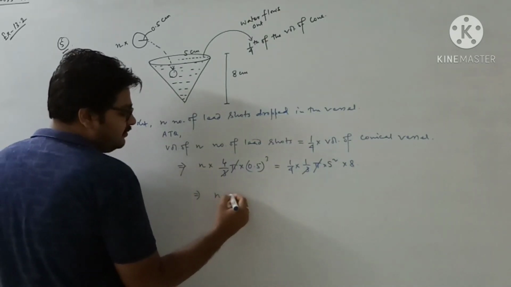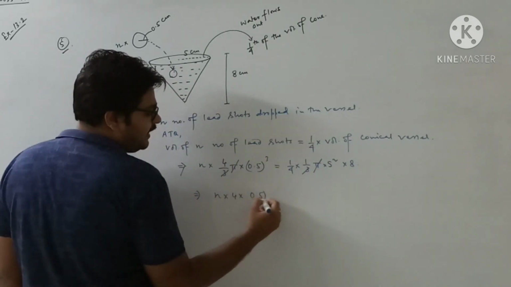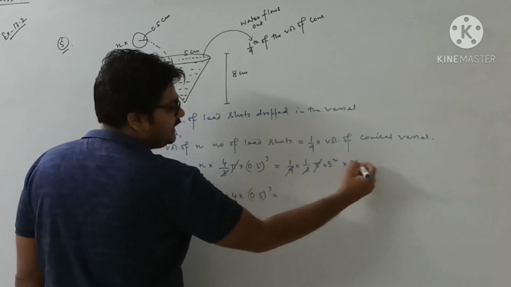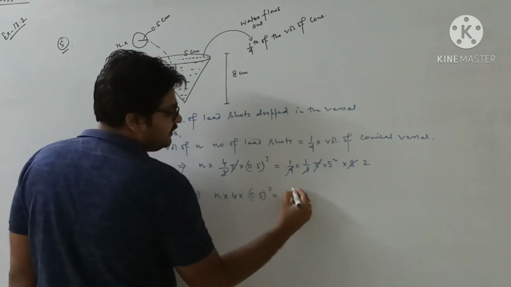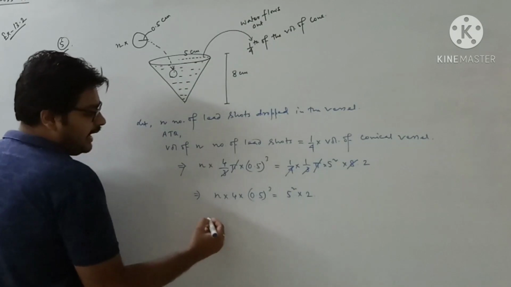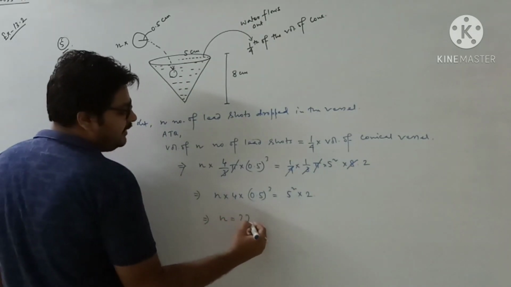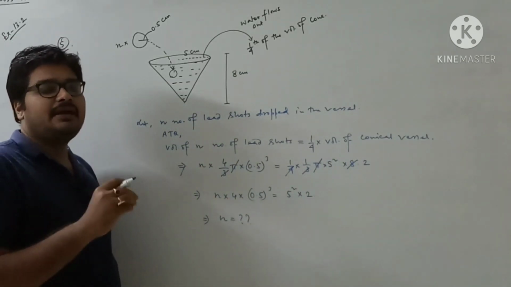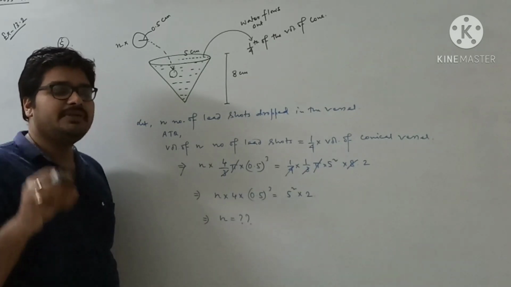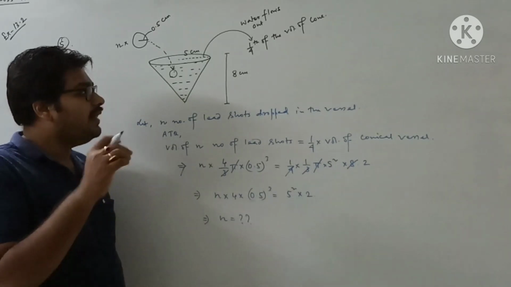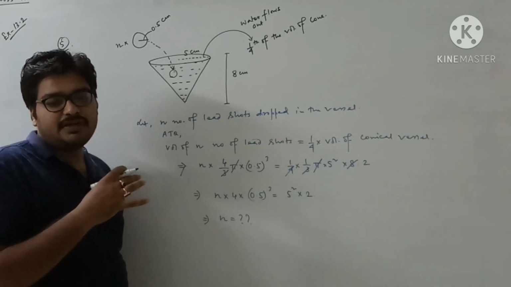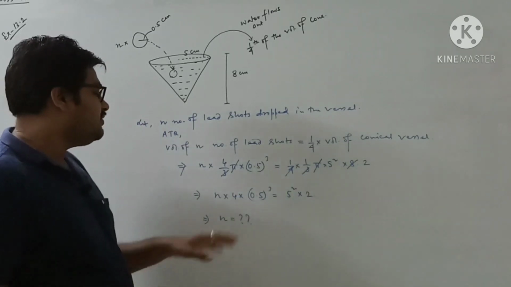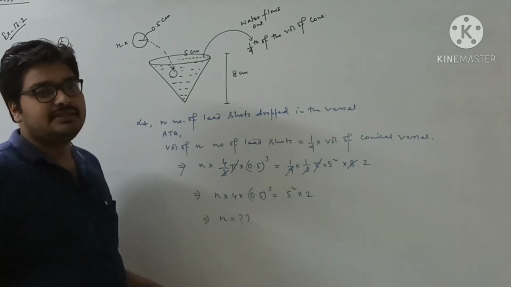So it's coming n into 4 into 0.5 whole cube, that is equal to 1 by 4. This can be cancelled, put to the end. It's coming 5 square into 2. I think you can calculate it to find out the value of n. If you can find the value of n, then you can write the final answer. Therefore, that many lead shots have dropped in the vessel, due to which 1/4 of the water has come out. So solve this equation to find the value of n and write the final answer yourself.